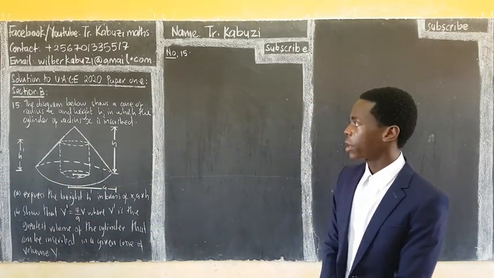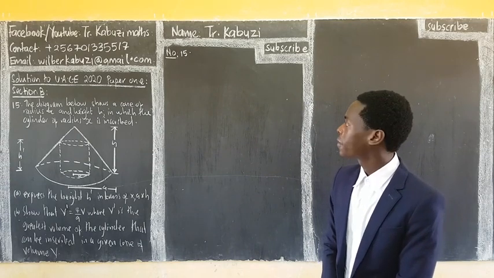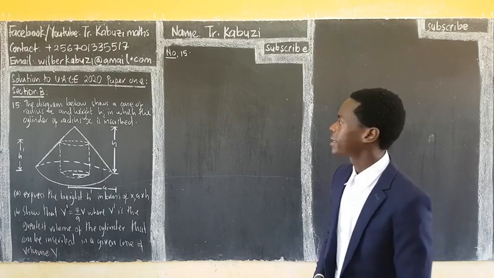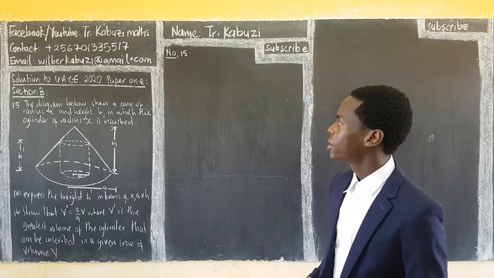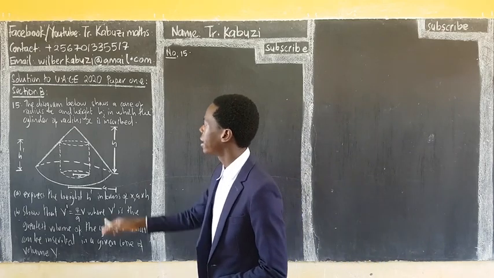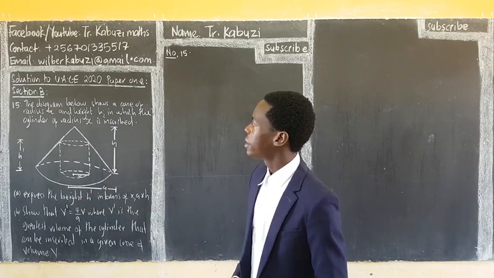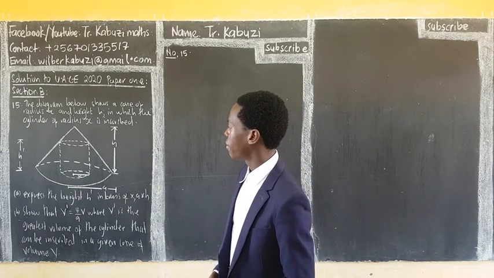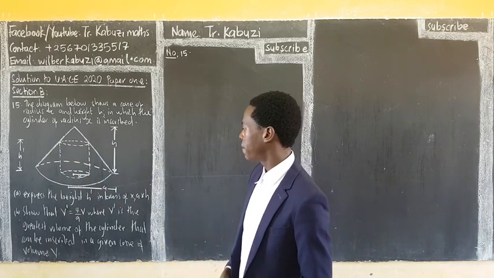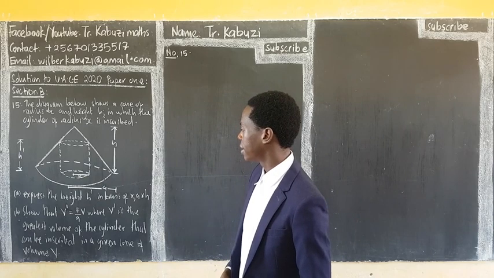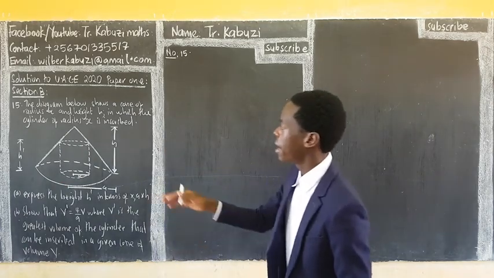Number 15 was application of differentiation, probably, and then using some ideas of similarity from O level, of course, those topics of similarity. Anyway, the diagram here shows the cone of radius a and height h, in which the cylinder of radius x is inscribed. This is the cylinder that was inscribed in that cone. Express h prime in terms of x and h, where the height of the cylinder is h prime.